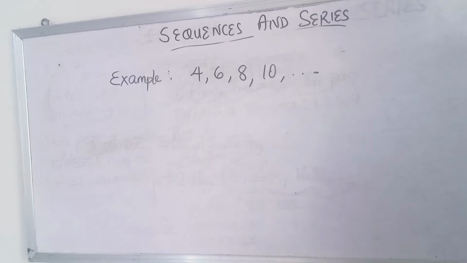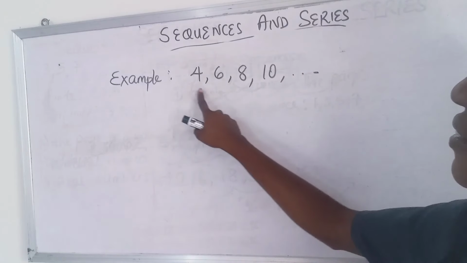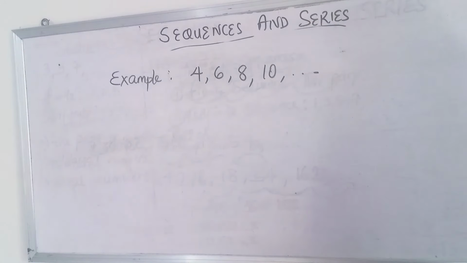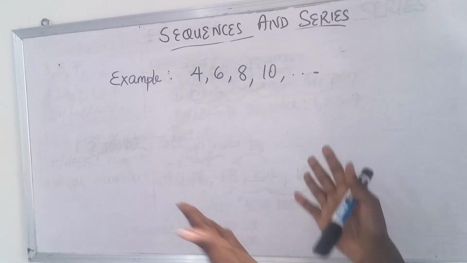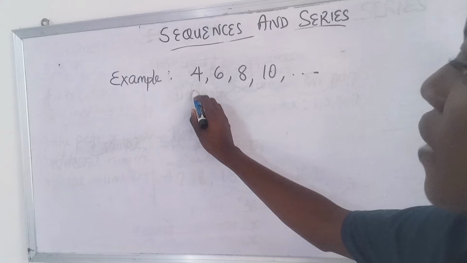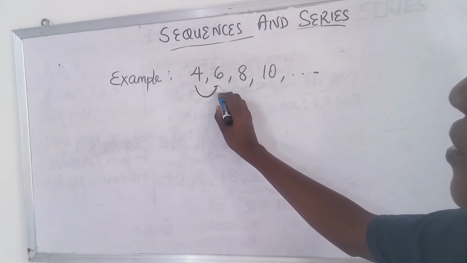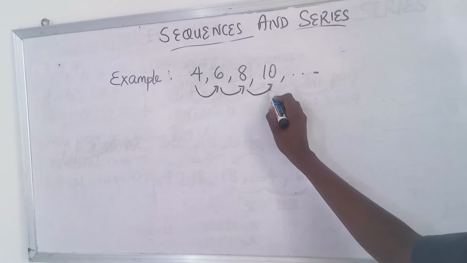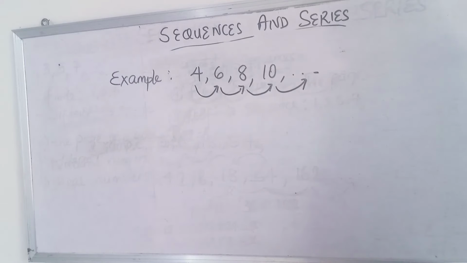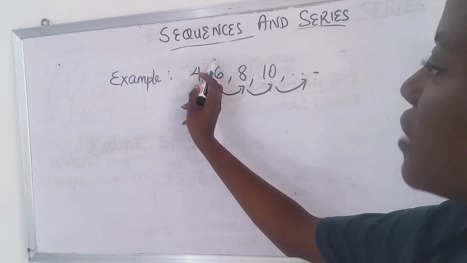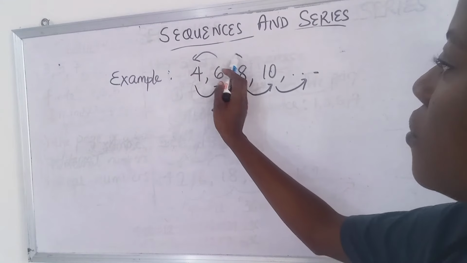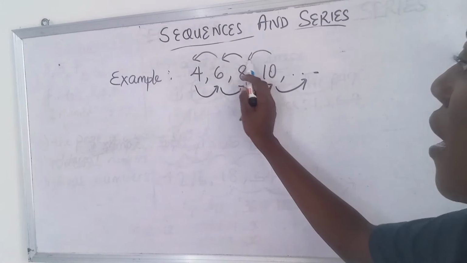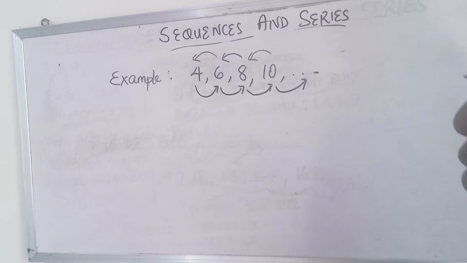Now, given a question like this, you could be asked to find the next term of a given sequence, right? When you see a question like this, the first thing you do is look at the pattern. You ask yourself, what was done to get the next term? So you can know what to do to get the next term. Some people could decide to go the reverse way. It all depends on you and how well you can think, right?